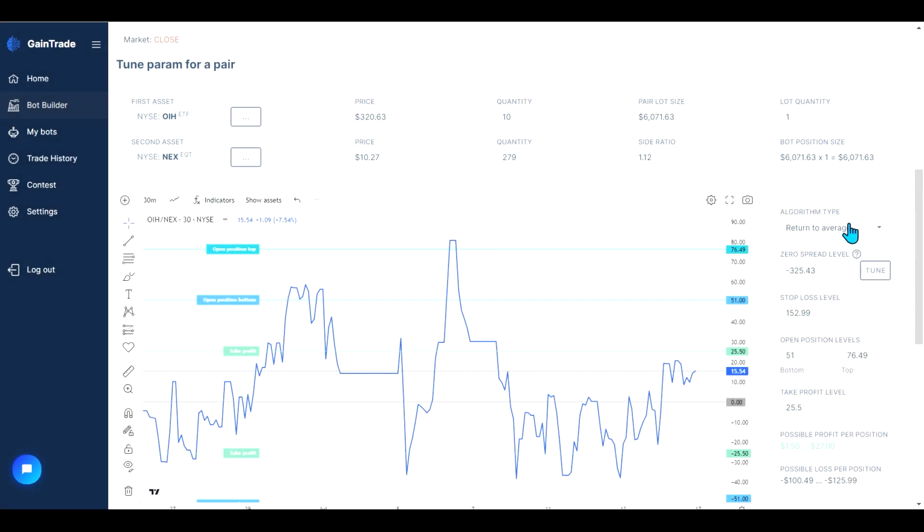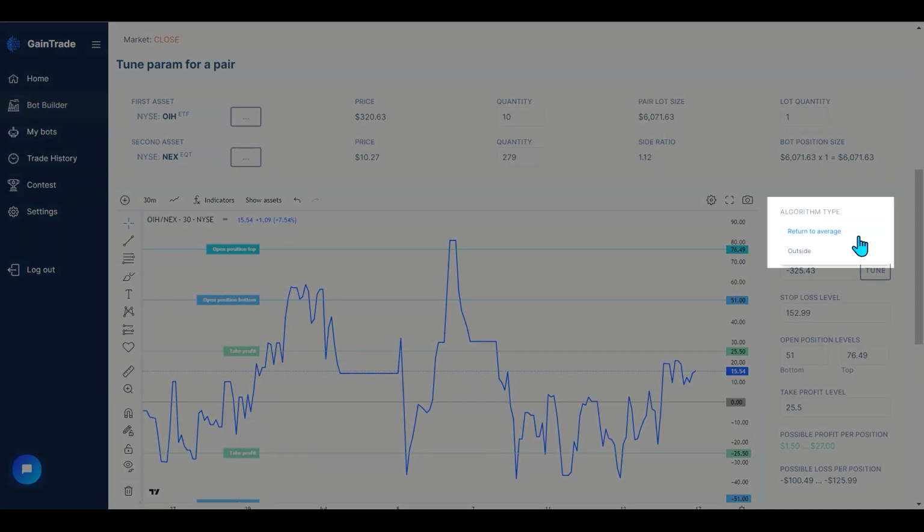Next, you can select the algorithm type. Now, generally, most pair traders look for a pair that has diverged, and therefore they look for the pair to revert back to its correlated mean. Now, in this scenario, you would select return to average, and you would look on the chart for the spread to be high or low enough and close the position when it returns to its average.